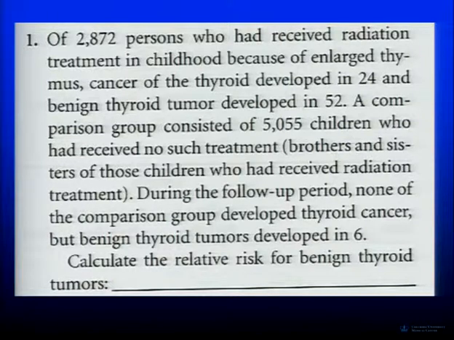So you understand you get the incidence in the exposed group, incidence in the non-exposed group, divide them, and that gives you your relative risk. Everyone clear on how we did that? Okay.